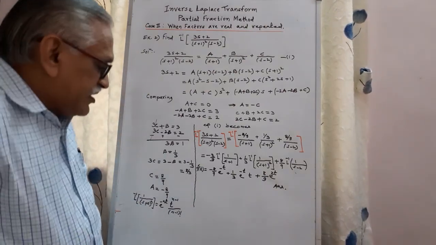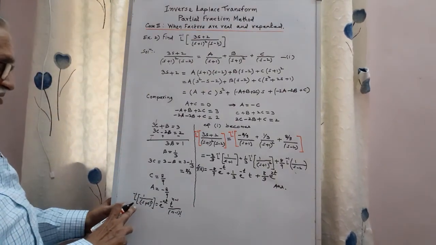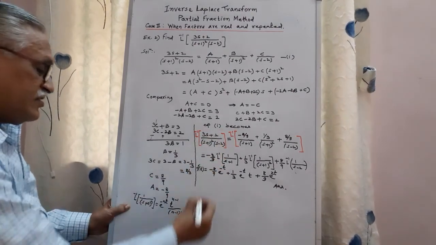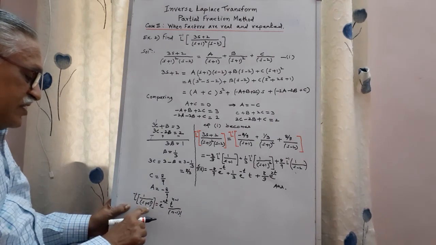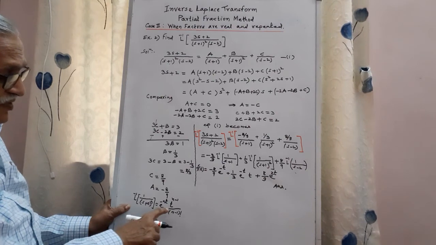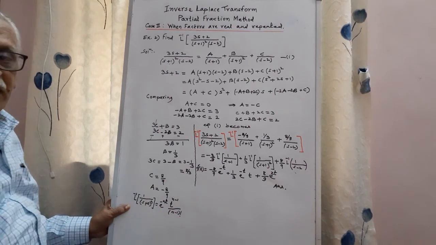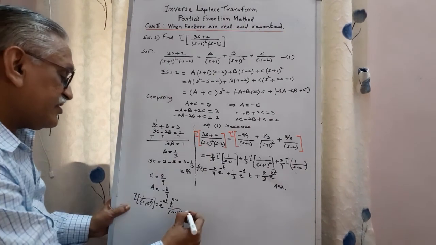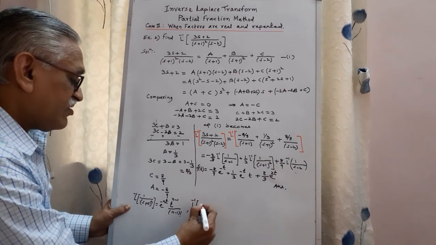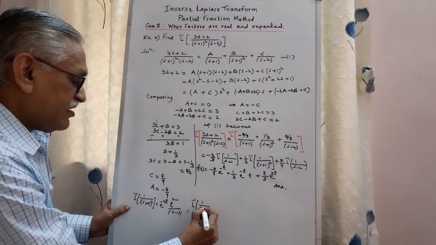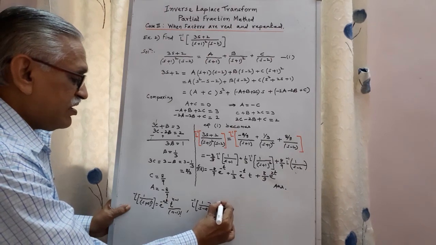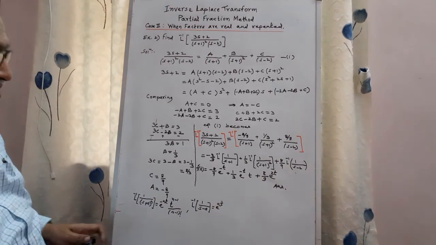Therefore, in this I used these two standard results: inverse of 1 upon s plus a raised to n as e raised to minus at t raised to n minus 1 divided by n minus 1 factorial, and the second result, inverse Laplace of 1 upon s minus a is e raised to at. Okay.